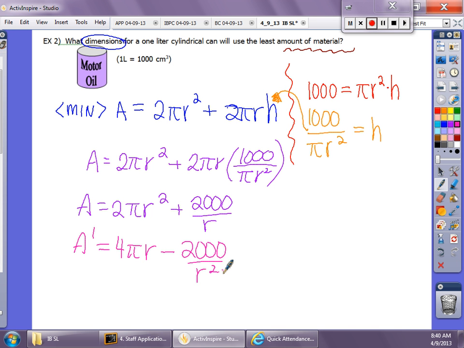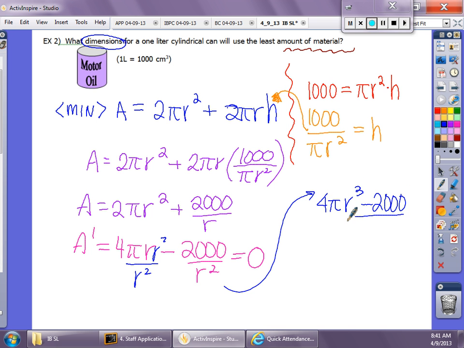You want to simplify your derivative. You don't want to solve these the way that they're sitting there. You always want to get a common denominator in a derivative. Not in your original, in the derivative. So, common denominator would make this be multiplied by r squared over r squared. Does that make sense? Alright, so what does that look like? 4 pi r cubed minus 2,000 over r squared equals 0.